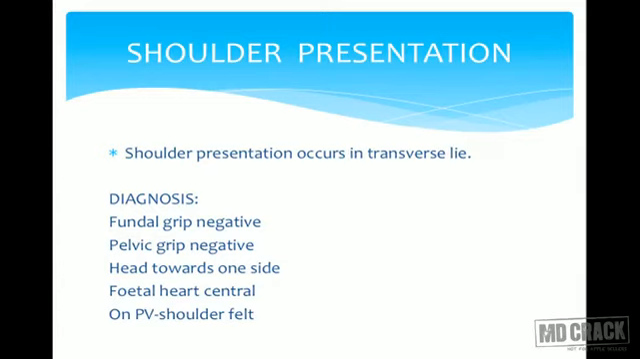Fundal grip will be negative because no fetal part is felt. Even the pelvic grip will be negative. On one side, on lateral grip, you will feel the head, and on the other side, the breech. The fetal heart would be around the umbilicus, central in position. And on PV examination, you will feel the shoulder.